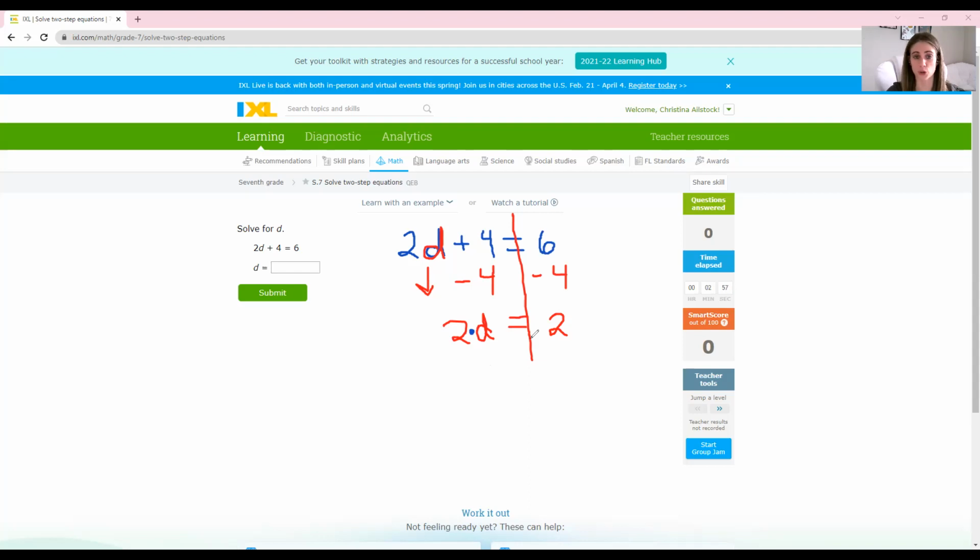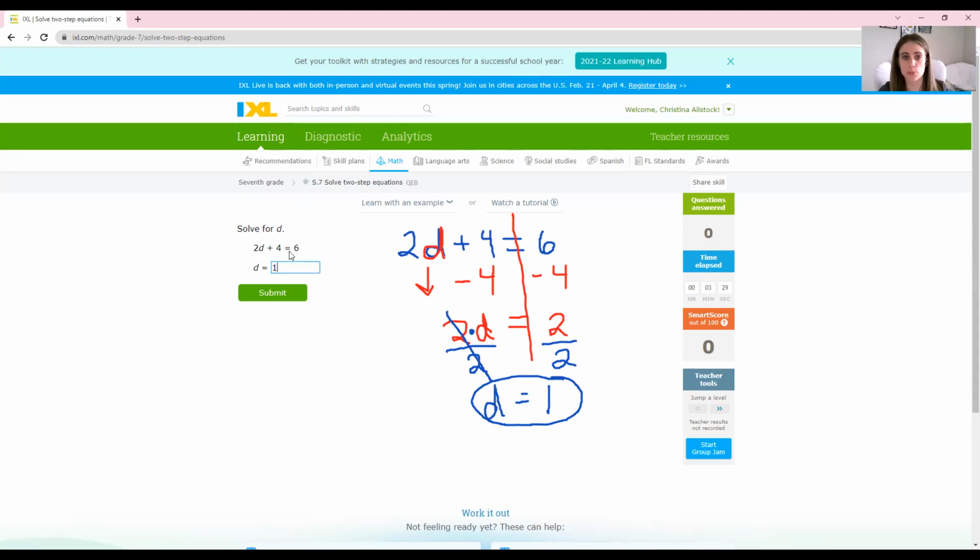The inverse of multiplication is division. And I like to show division with a fraction. So we are dividing both sides by 2. 2 divided by 2 is 1. So once again, by doing the inverse, we cancel that out and we're just left with one single variable, d. 2 divided by 2 is 1. So that means our solution, our answer, d is equal to 1.